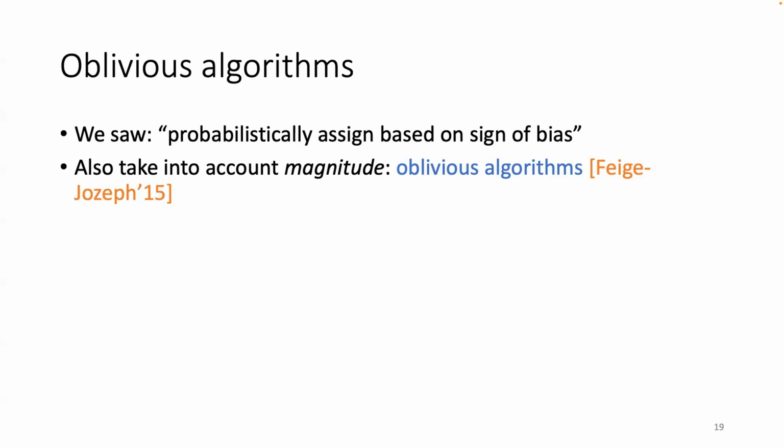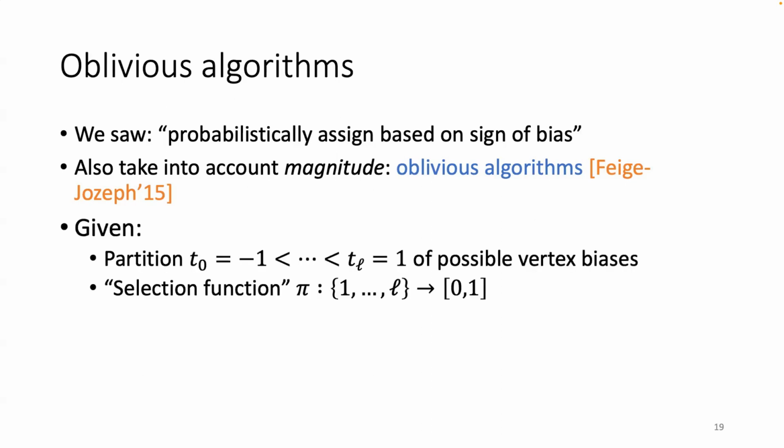This might make sense because this 4/9 approximation that I was describing treats a vertex whose bias is 99% and one whose bias is 1% the same, because they're both positive. But maybe you want to be more aggressive on vertices whose biases are very close to 1. That's the intuition behind this class of algorithms. So formally, such an algorithm would be defined by a partition of the space of possible biases between -1 and 1. And then for each of these intervals, I pick some probability with which to assign vertices which have a bias in that interval to 1.